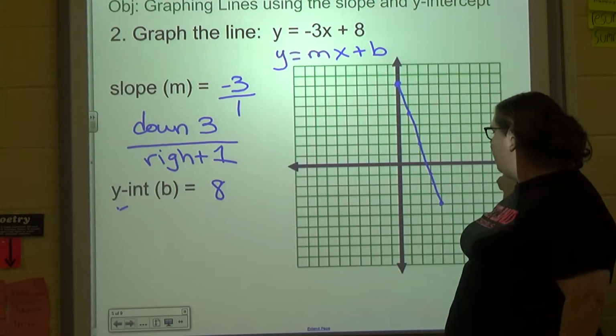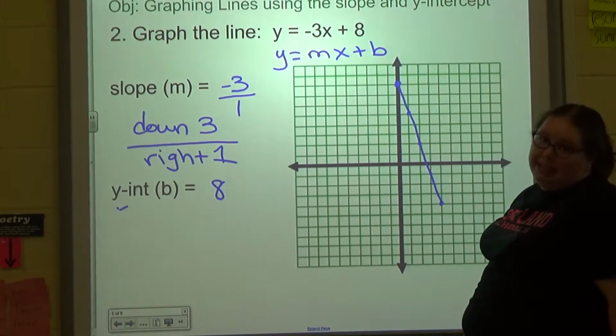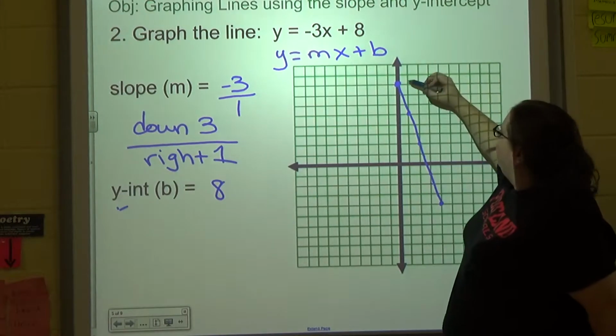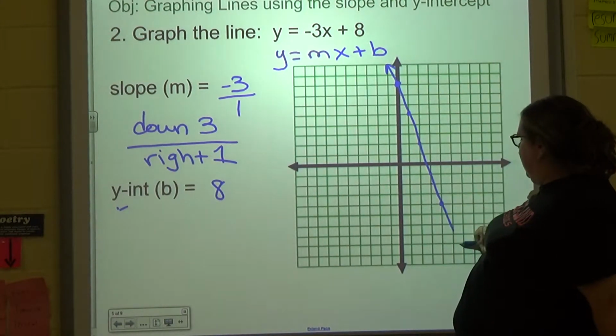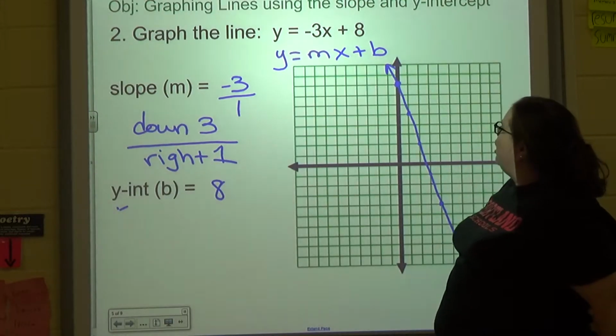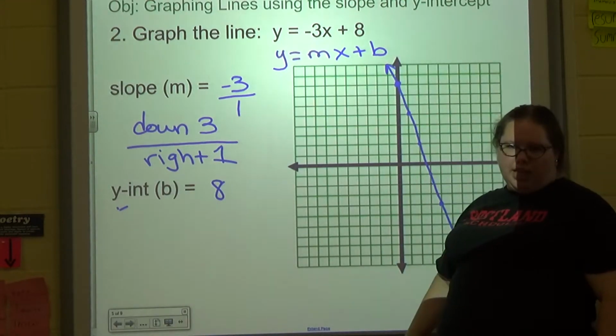Connected. Now, I hate it when students do this. This drives me crazy. Don't do that. Have some confidence. Extend and draw your lines. Okay? And then check. Is my slope really negative?